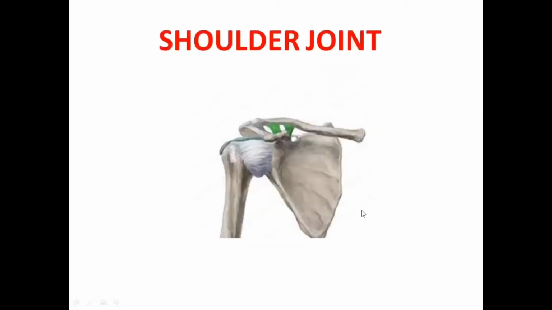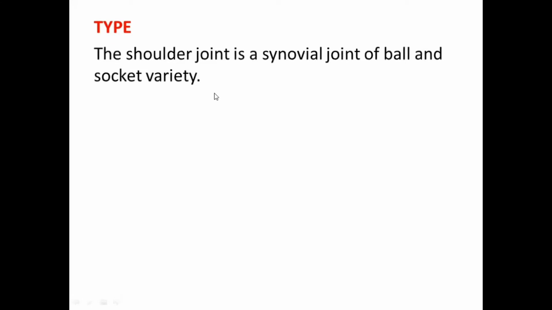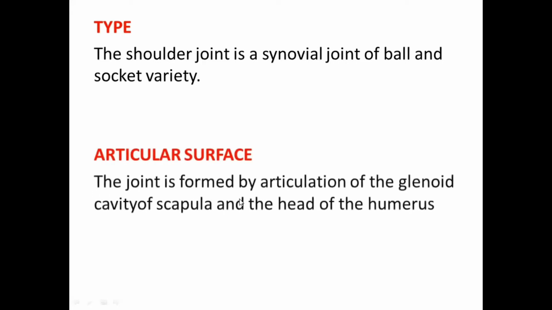Today we will see the anatomy of the shoulder joint. First, we will see the type of the joint, right? The shoulder joint is the synovial joint of the ball and socket variety, right? And we will see what the articulations of this joint are. The joint is formed by the articulation of the glenoid cavity of the scapula and the head of the humerus bone, right? These are the articulations.